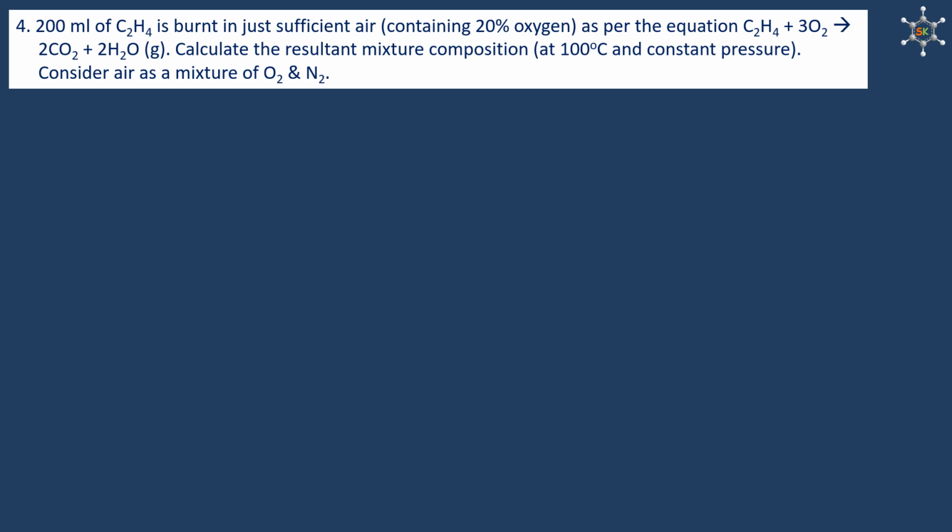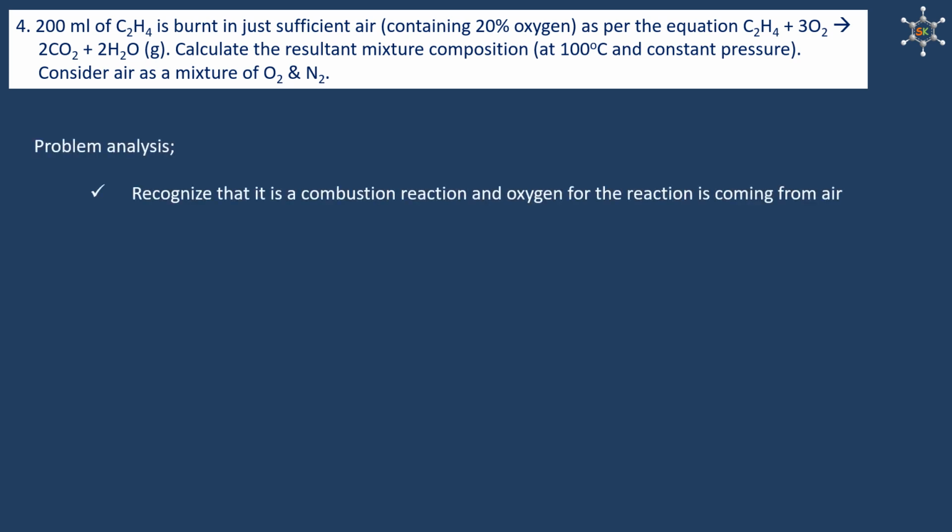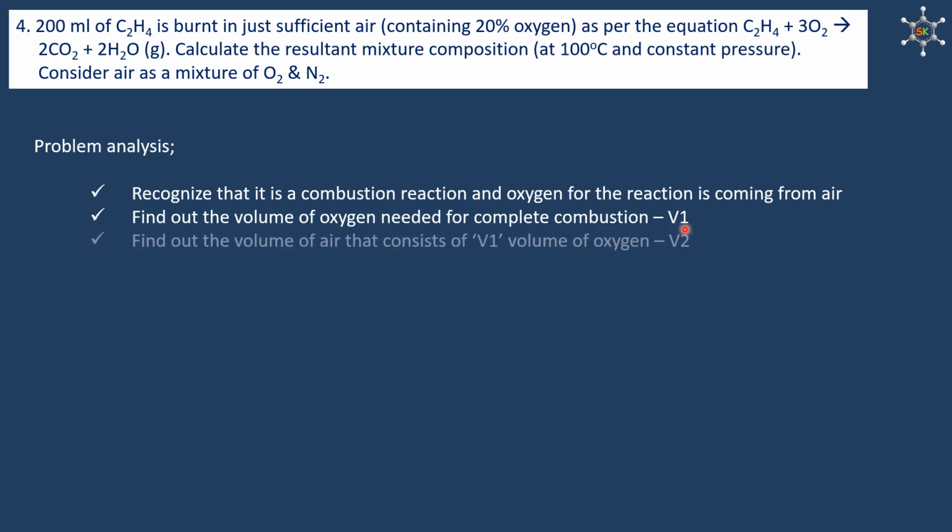If we do the problem analysis, first point is we have to recognize that it is a combustion reaction, and for the reaction oxygen is coming from air. Second point is we have to find out the volume of oxygen that is needed for the complete combustion of 200 ml of C2H4. Let us call this volume of oxygen V1. Then we have to find out the volume of air that consists of V1 volume of oxygen. Let us call this volume of air V2.